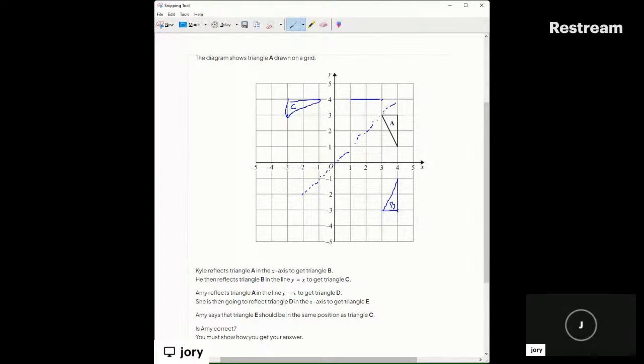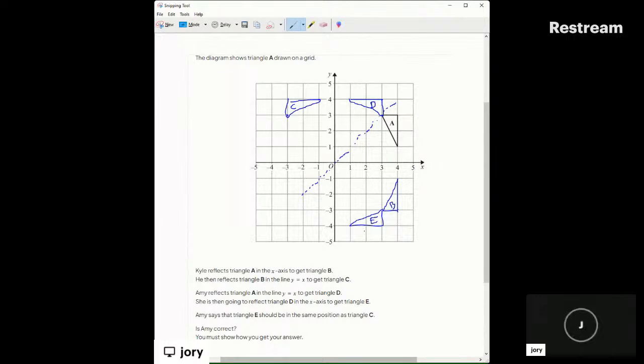Here we are. This is triangle D. And then in the x-axis to get triangle C. Oh wait, to get triangle E on the x-axis. So that's 3 points. Here we go. This is E.